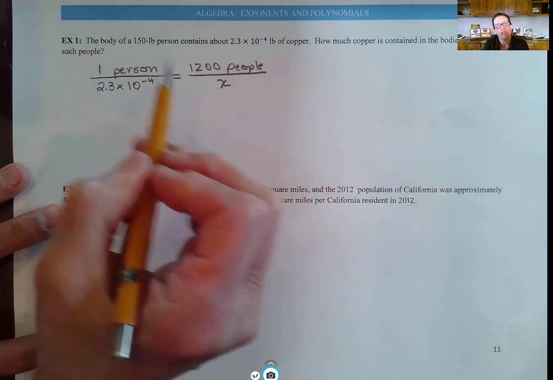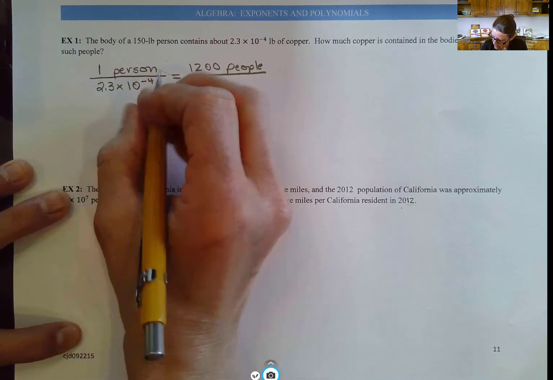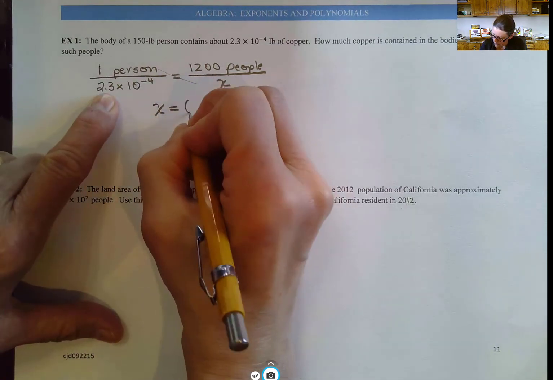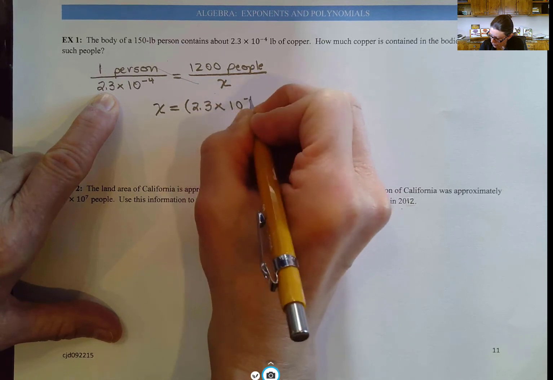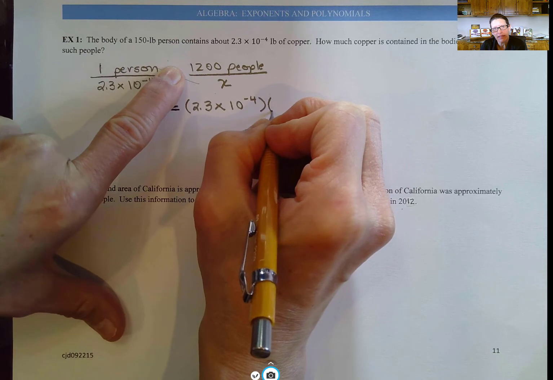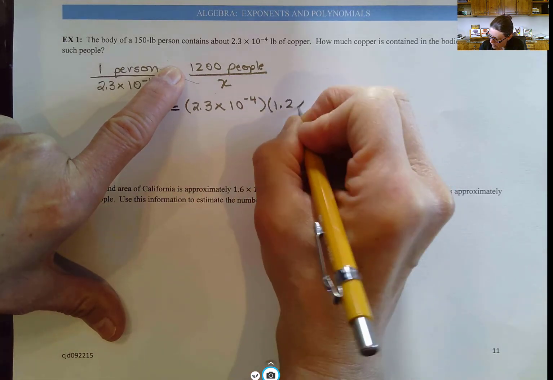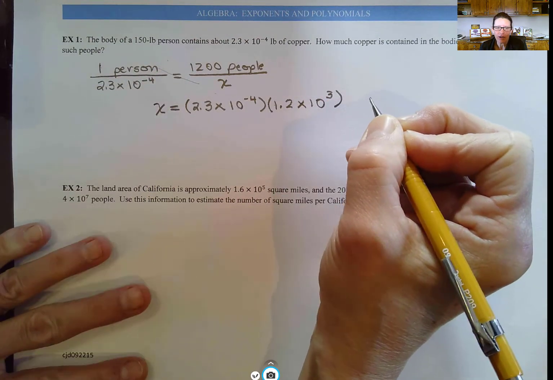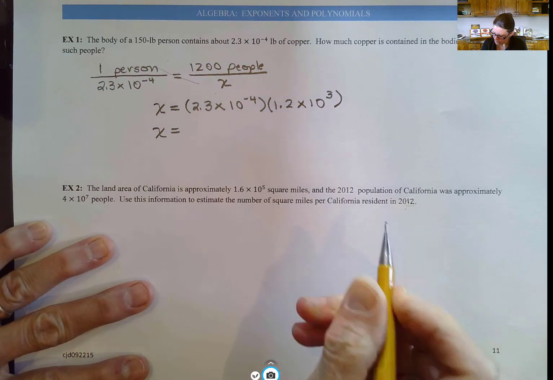Now we can cross multiply to solve for x. X times 1 is x. Then we want to multiply our 2.3 times 10 to the negative fourth times 1,200. Now I'm going to write that 1,200 in scientific notation form as 1.2 times 10 to the third, simply because it's going to make it easier for us to perform the multiplication here, all right?